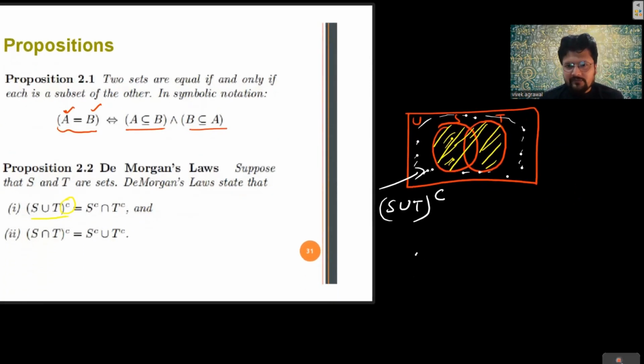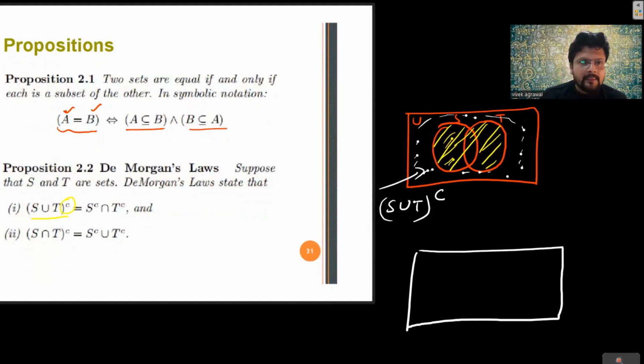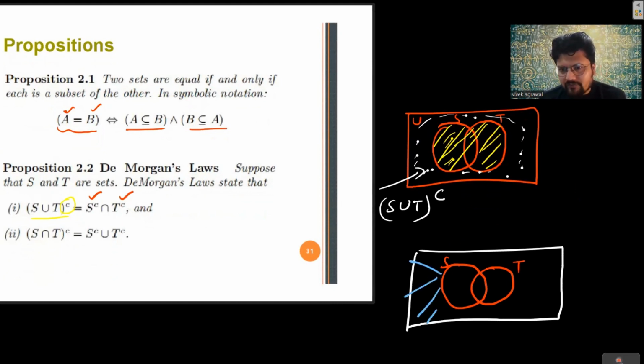Now, suppose I want to draw the right hand side portion. Again, I have to draw S and T. This is S, this is T. Now it's saying S complement and T complement intersection, right? So what will be S complement? S complement is nothing but any portion which is outside of S, outside the boundary of S. This is S complement, outside the S boundary.